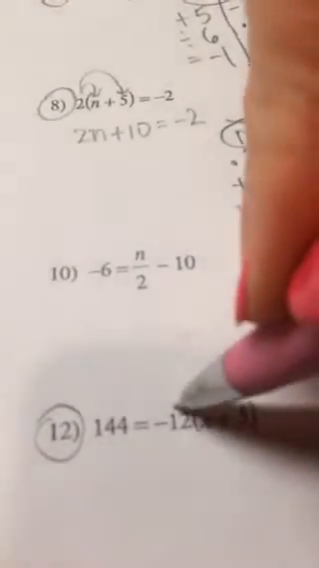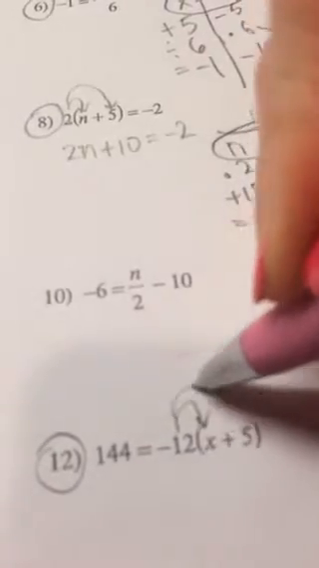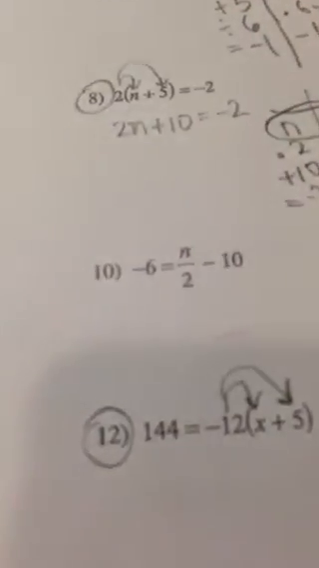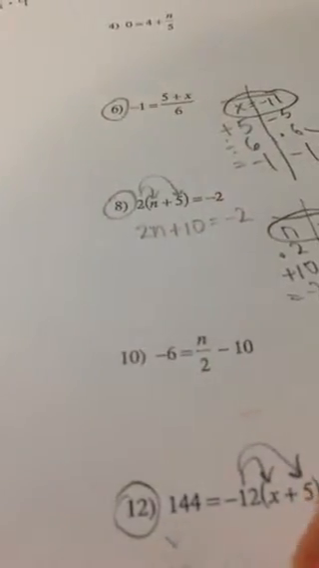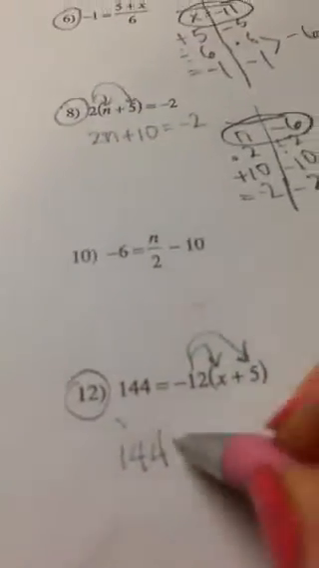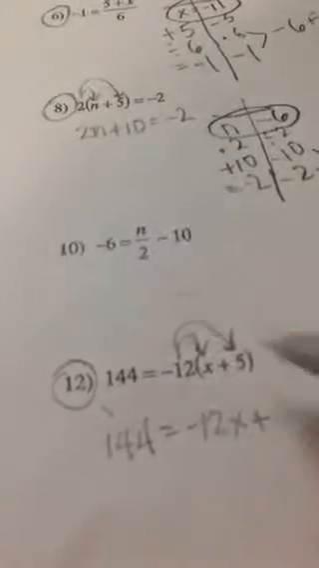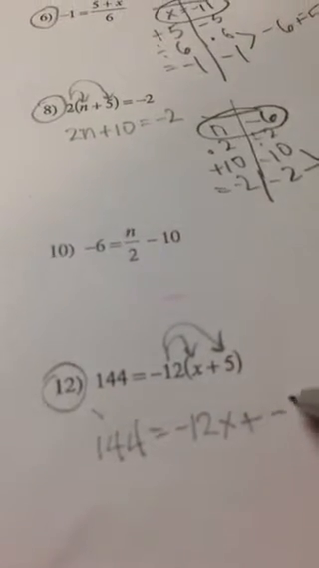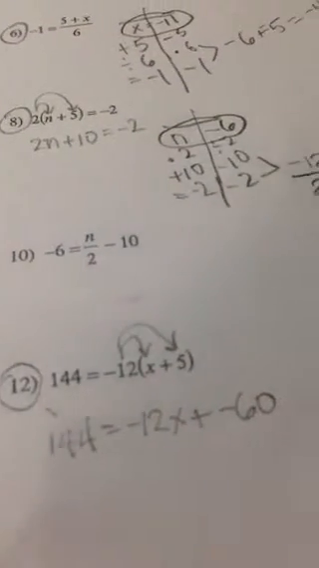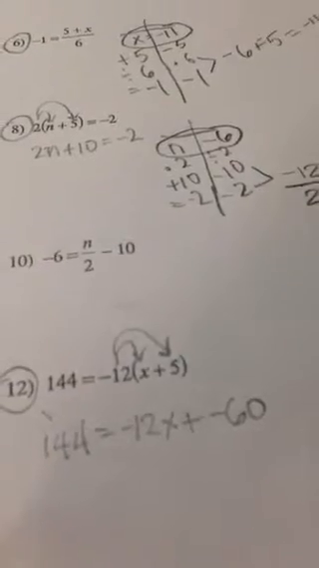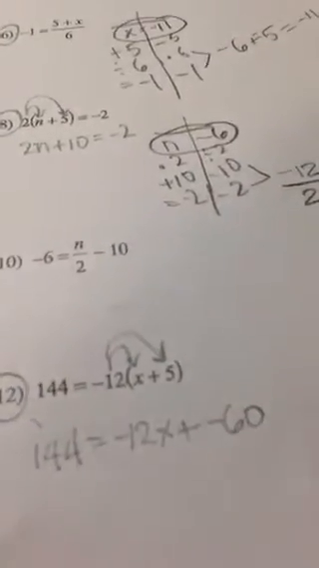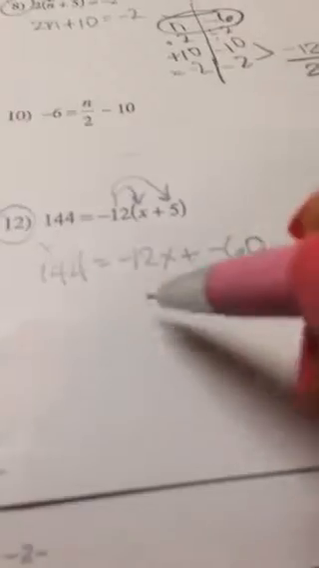And number 12. Again, we need to use the distributive property. It's negative 12 times x and negative 12 times 5. Over here we just write down 144 equals negative 12x plus negative 12 times 5 is negative 60. Nothing to combine. Variable's already on one side, so we can use the undo table.